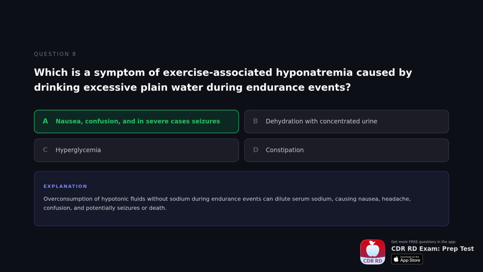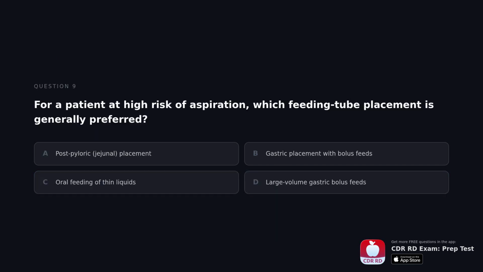For a patient at high risk of aspiration, which feeding tube placement is generally preferred? A. Post-pyloric jejunal placement. B. Gastric placement with bolus feeds. C. Oral feeding of thin liquids. D. Large volume gastric bolus feeds.